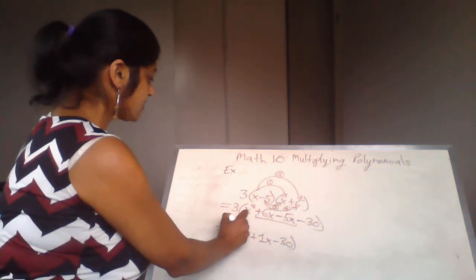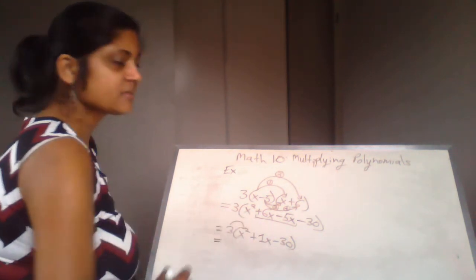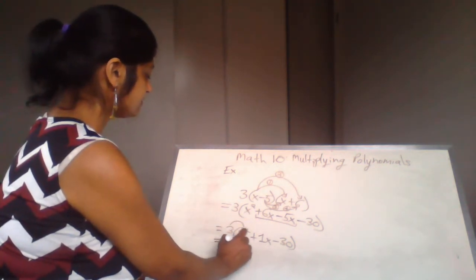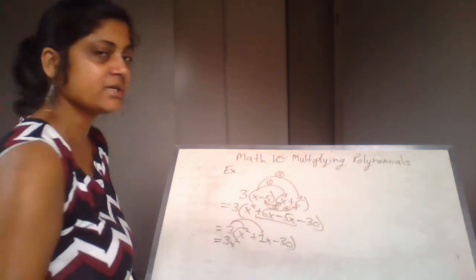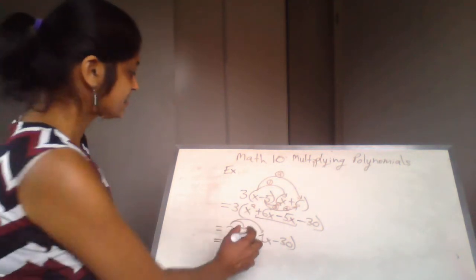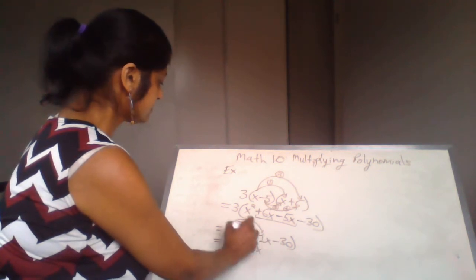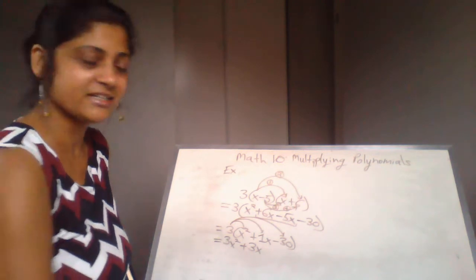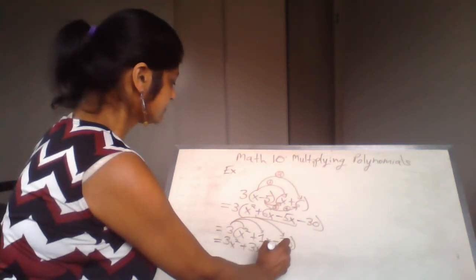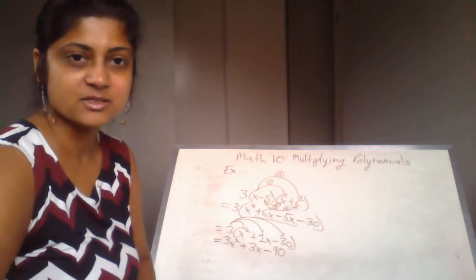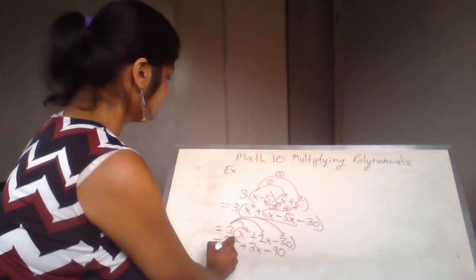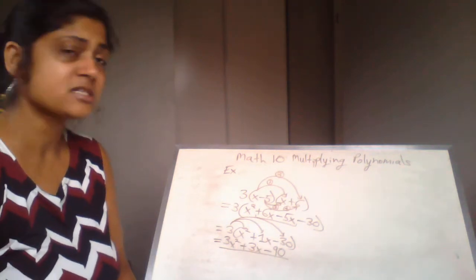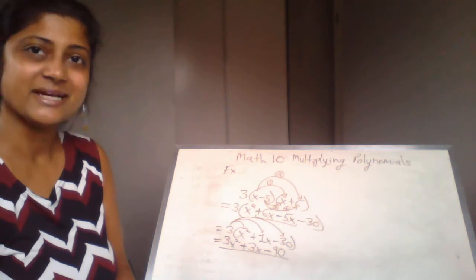So I'm going to open up the brackets here. It's going to be 3 times x squared, so 3x squared. I'm going to do 3 times 1x, which is 3x, and then 3 times negative 30, which is negative 90. So just like this, this is actually my final answer. I'm just going to put a line underneath it. So my final answer is going to be 3x squared plus 3x minus 90.